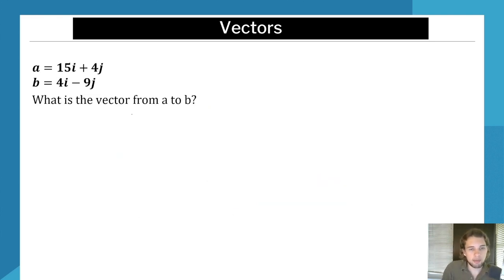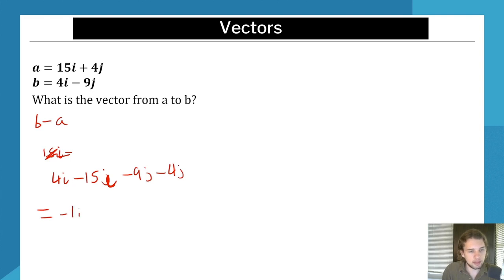So what is the vector from A to B? To do that, we should do B minus A. So 4i minus 15i. Then we have minus 9j minus 4j. This all equals minus 11i minus 13j. And that's our answer.